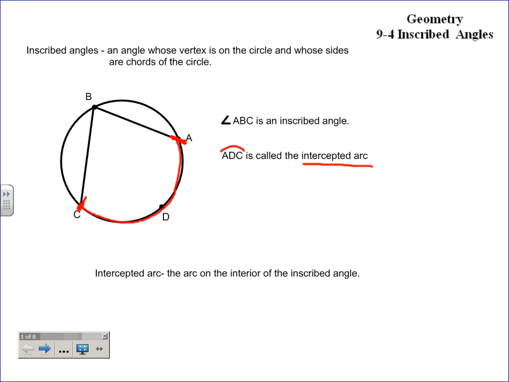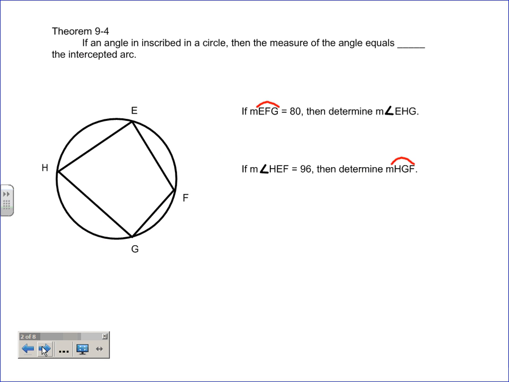So is there any question as to what an inscribed angle is? Or what the intercepted arc is, or where you would find it? So is it a central angle? No. Okay. Basically, if an angle is inscribed, then the measure of the angle equals blank the intercepted arc.